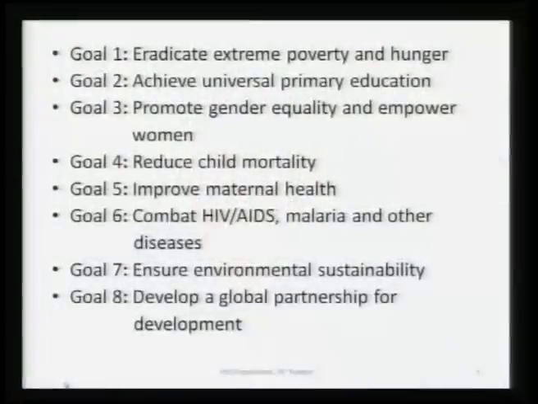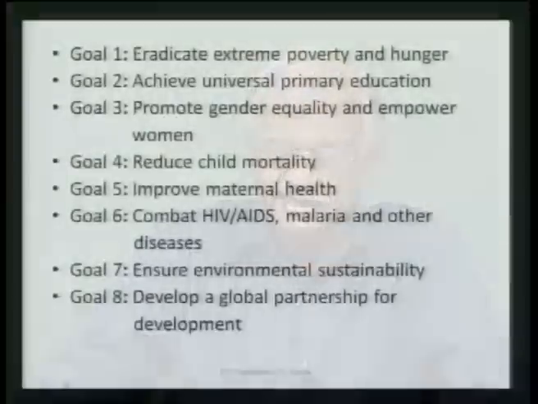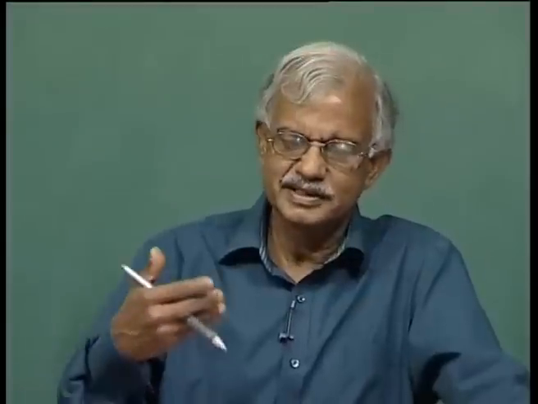Goal 7, ensure environmental sustainability. We have already spent nearly 3 lectures on environmental issues, and we have seen what kind of environmental problems are being created today due to a faulty model of development, urbanization, industrialization. Goal 8 is about developing a global partnership for development. So, there are some social goals and there are some goals regarding how to achieve those social goals.